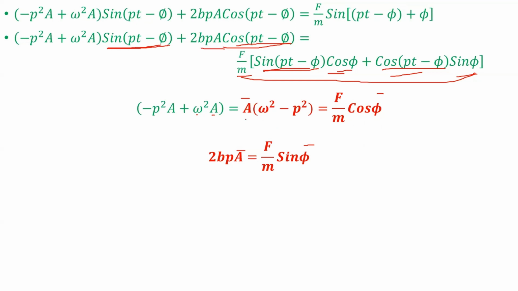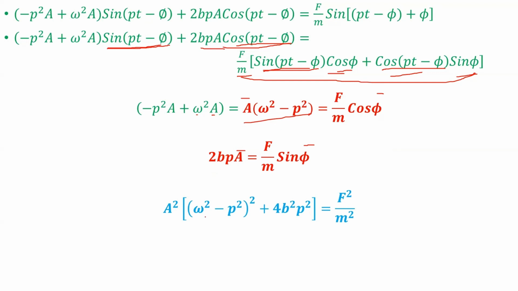Then the left hand side we have a square (omega square minus p square) whole square plus 4b square p square a square. So in this way we can eliminate the pi term, then we will get the value of a. Now on the left hand side we squared this: a square into (omega square minus p square) whole square plus 4b square p square a square. In both the terms a square is common, so I have taken a square common.